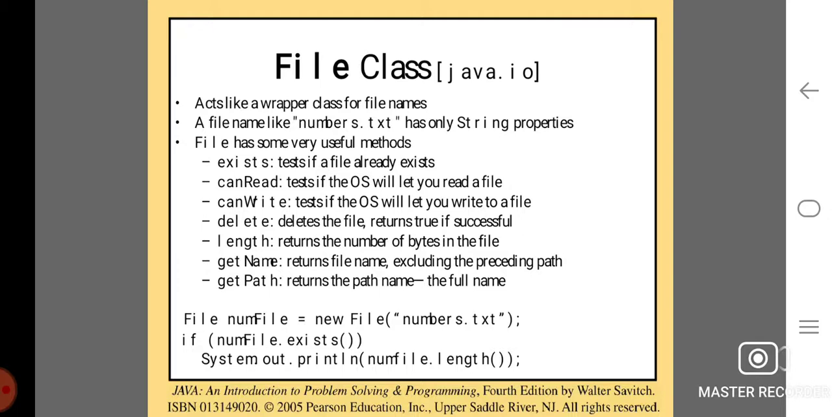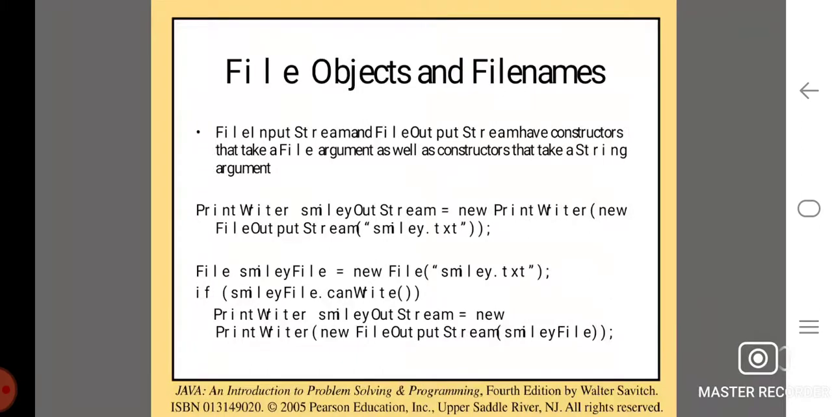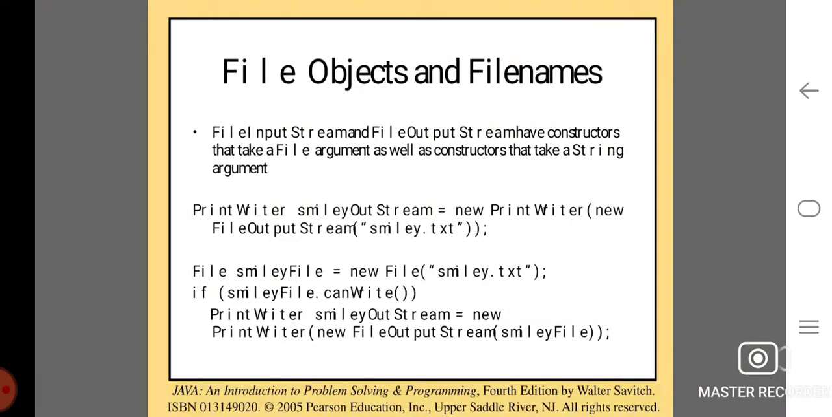File numberFile = new File("numbers.txt"); if numberFile.exists(), System.out.println(numberFile.length()); the function. File objects and file names.